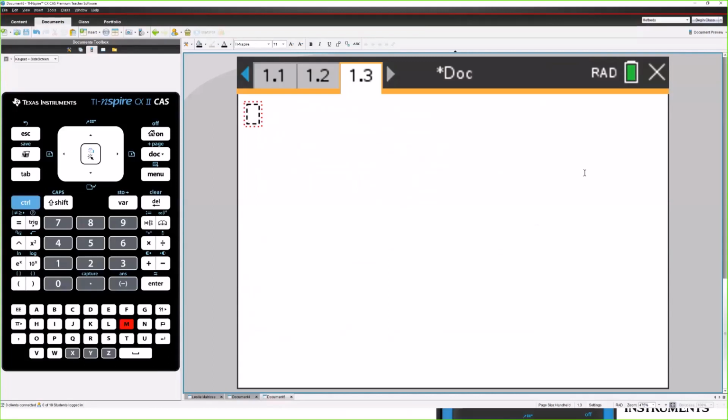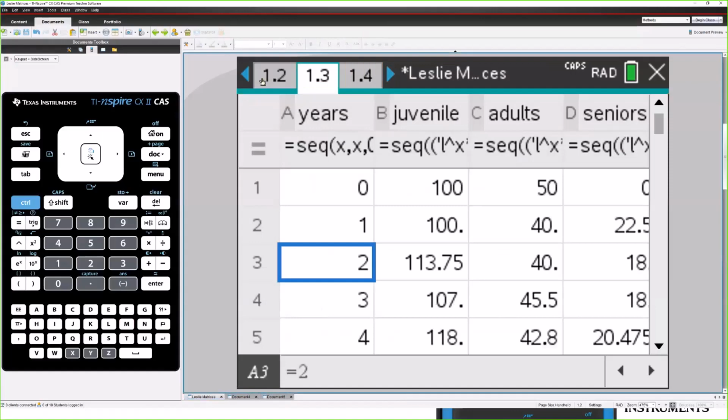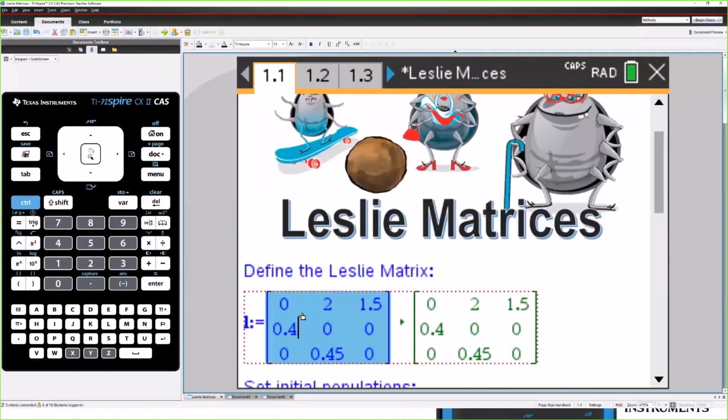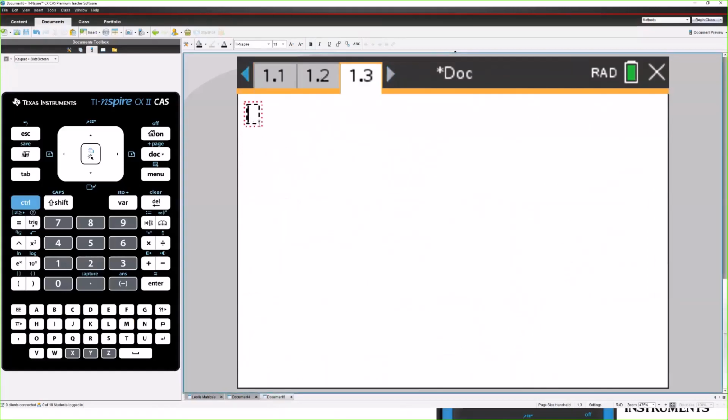Our Leslie matrix, what I should do is just go across to here. This is something you can do on the software, of course, that you can't do on the handheld. I'm just going to cheat, Control C, and let's see if that works. Control V, look at that, that's nice, I love that. And I'll call this, just to be different, M for matrix.